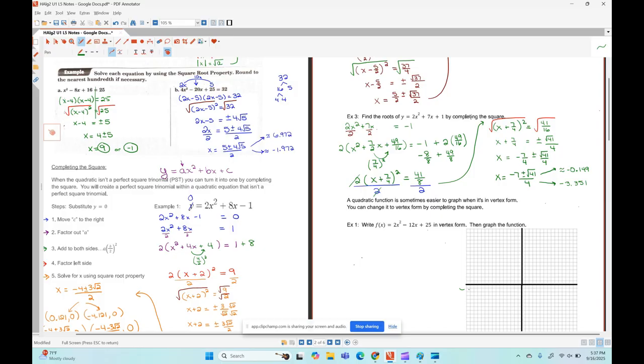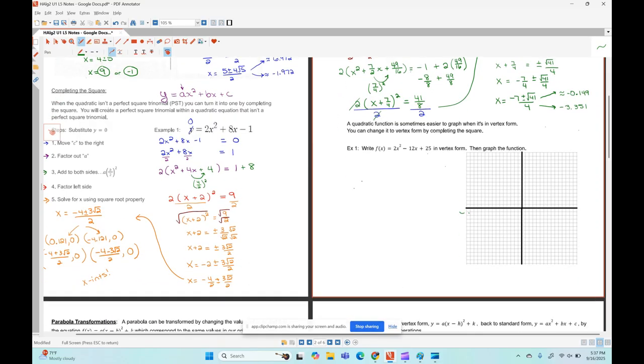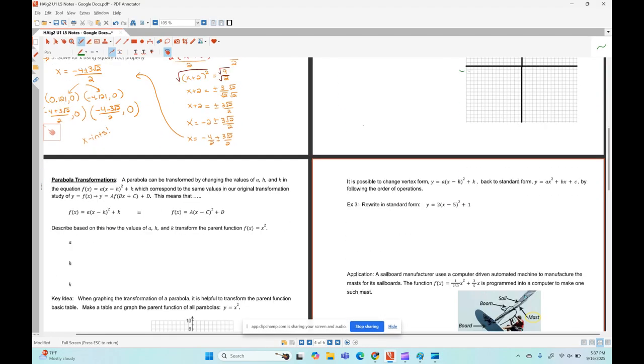So that is the end of the first half of the lesson on completing the square and vertex form. We've done completing the square. Join us for the next one where we will finish the notes and change things to vertex form by using completing the square.